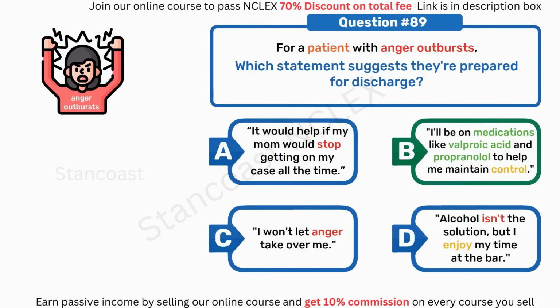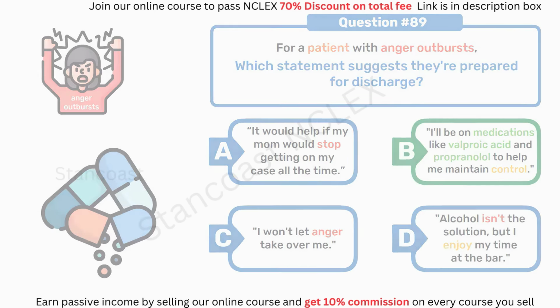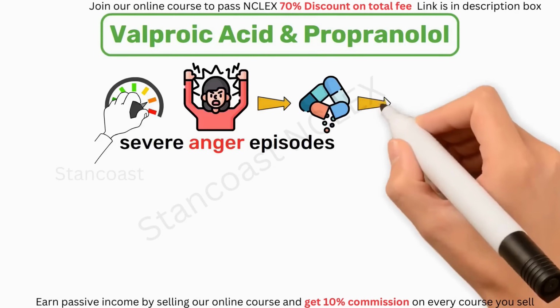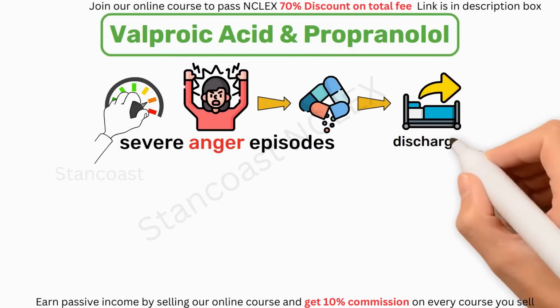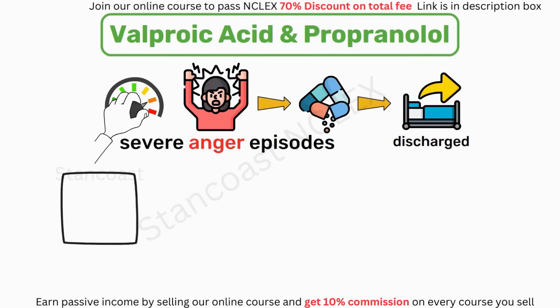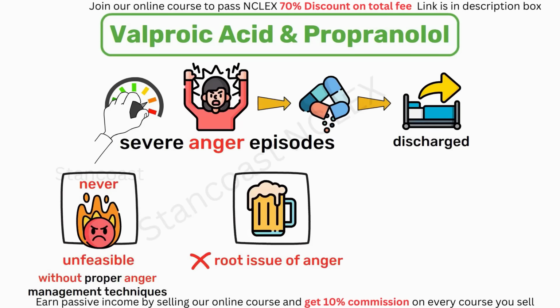Here, option B is right, because valproic acid and propranolol are commonly used to control severe anger episodes. Acknowledging the need for these medications signals a patient's preparedness to be discharged. Expecting to never feel anger is unfeasible without proper anger management techniques. Relying on drinking doesn't tackle the root issue of anger and hints at potential ongoing alcohol abuse. Putting the blame on others, like the client's mother, sidesteps addressing personal anger issues and shows an avoidance of personal responsibility.